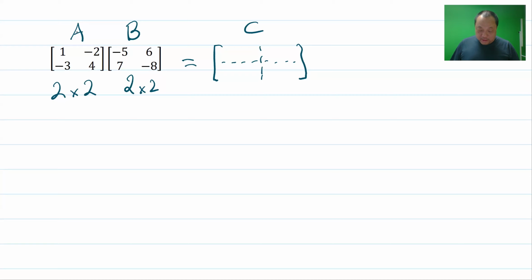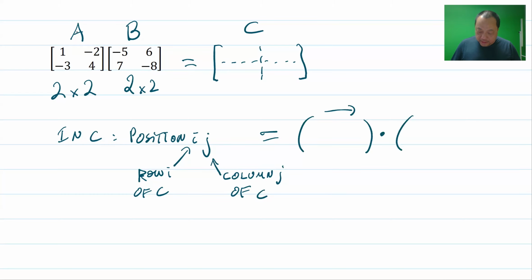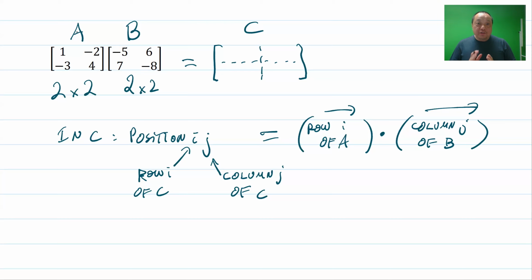And here's the way it works. In the answer C, the position ij, that means row i of C and column j of C, that position will be equal to the dot product between row i of A dot with column j of B. So at any position ij of the answer, that number comes from the dot product of row i of the first matrix, times that column of the second matrix.